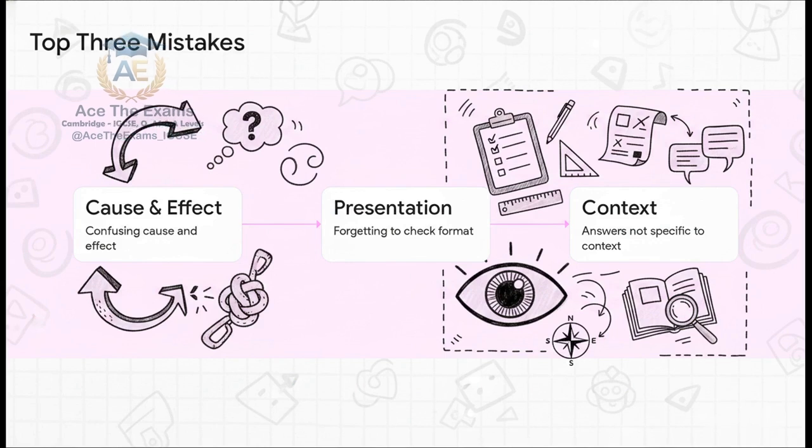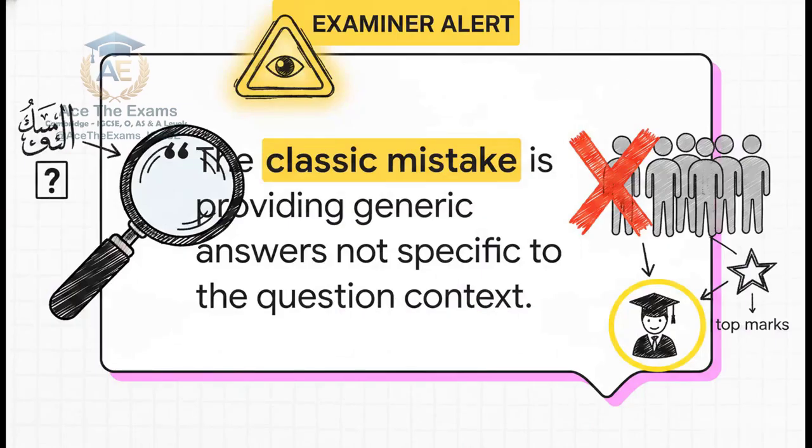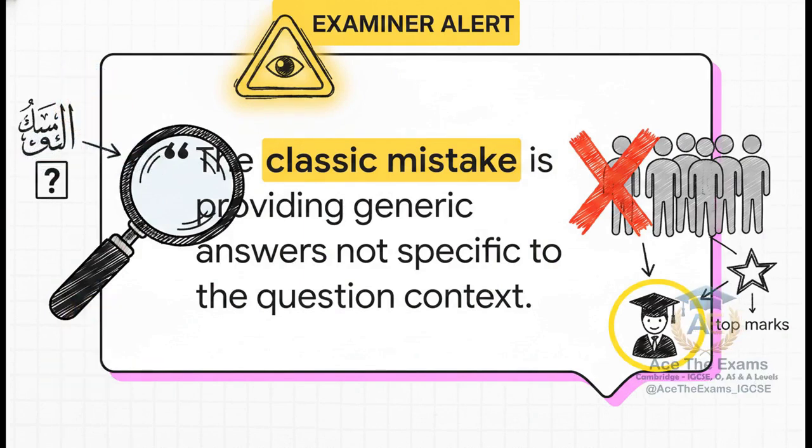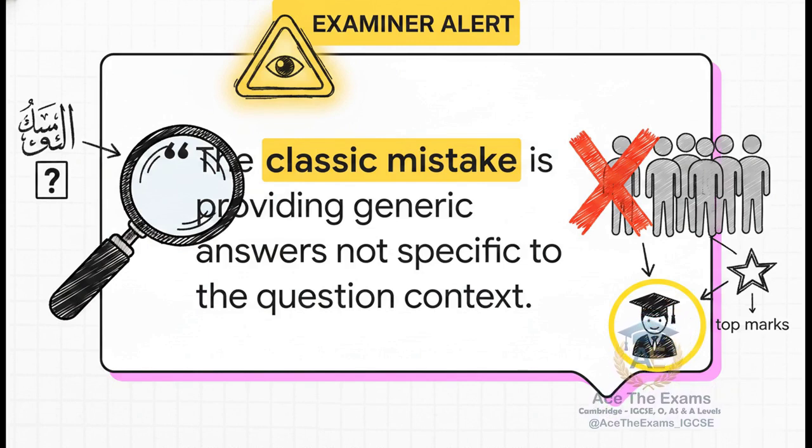This is the single biggest hurdle candidates face. I am highlighting this because it's the ultimate examiner alert. The classic mistake is providing generic answers, not specific to the question context. Always link every point to the given scenario. Listen, you could write a beautifully structured, theoretically perfect paragraph, but if it has that one hidden critical error, meaning it's just a rehearsed, generic answer not tied to the specific scenario, the examiner cannot award you the marks. Context is everything. Without it, your entire response just collapses.